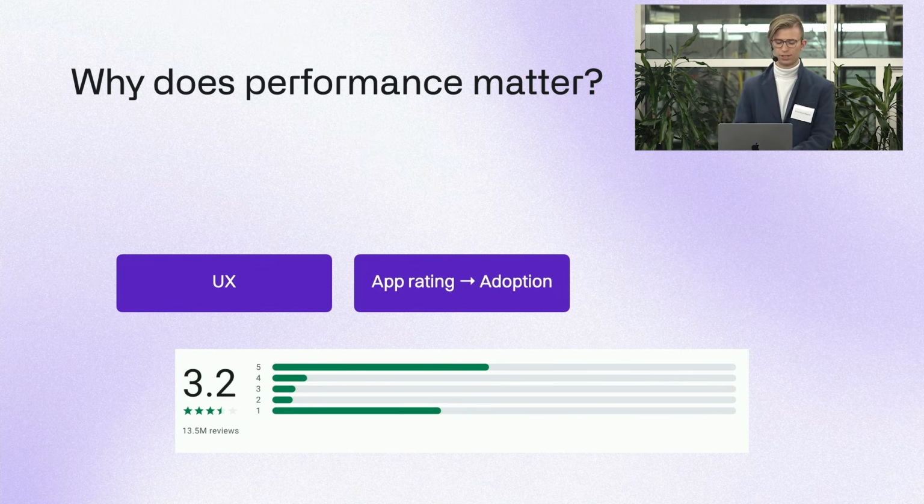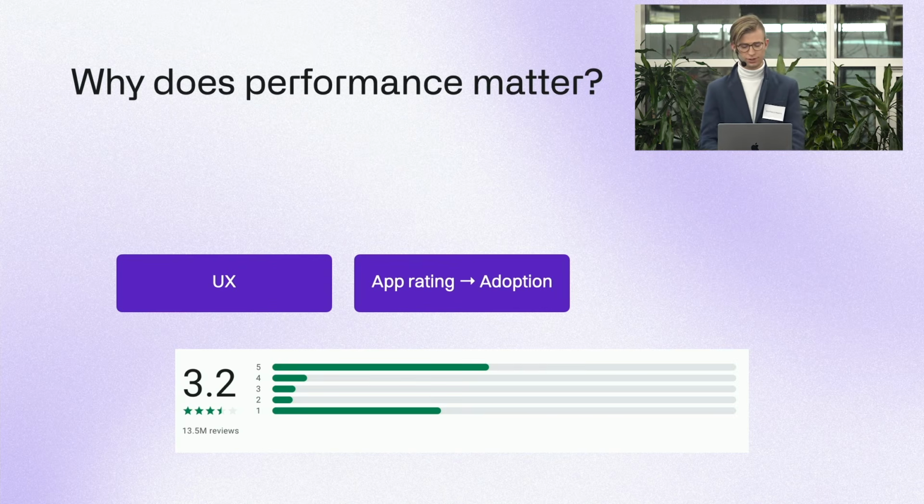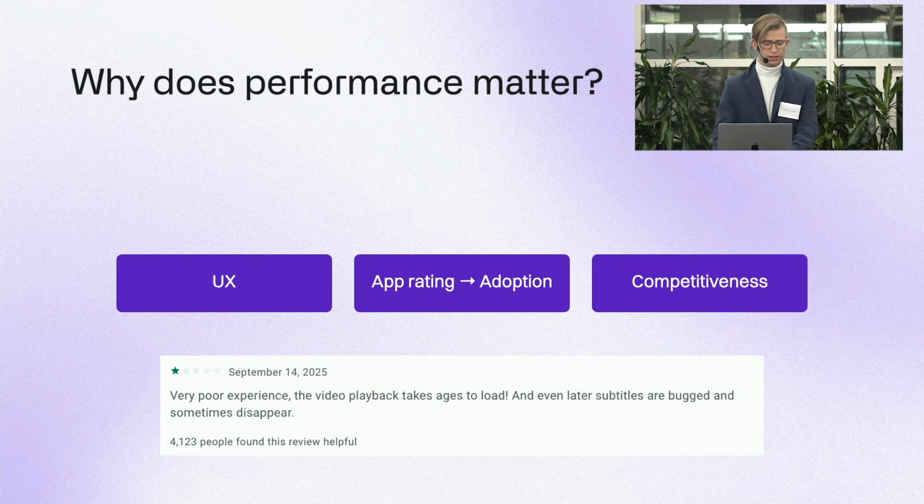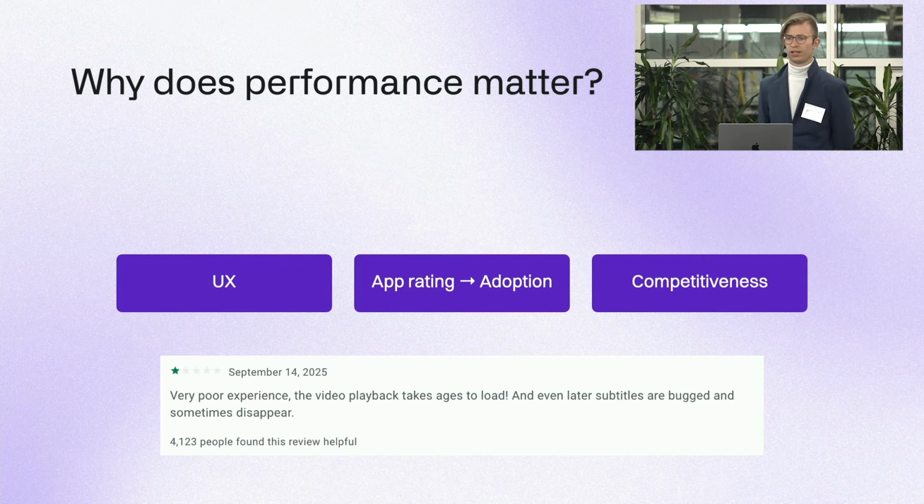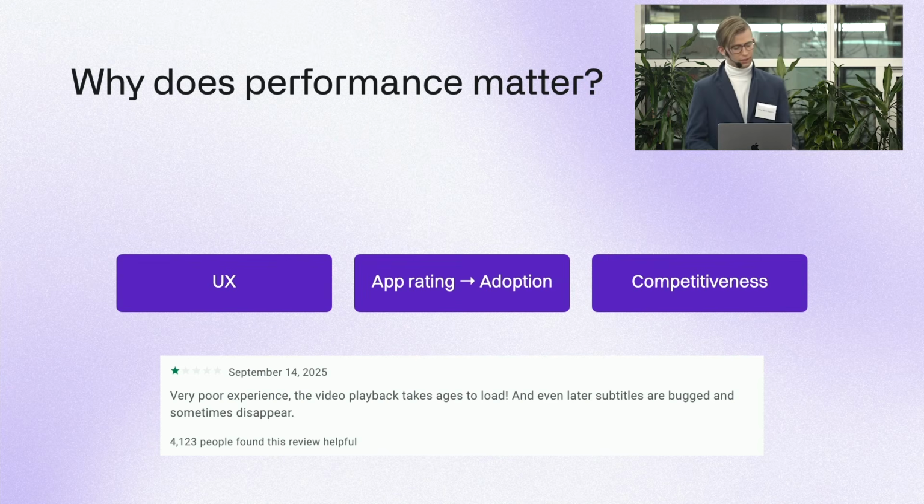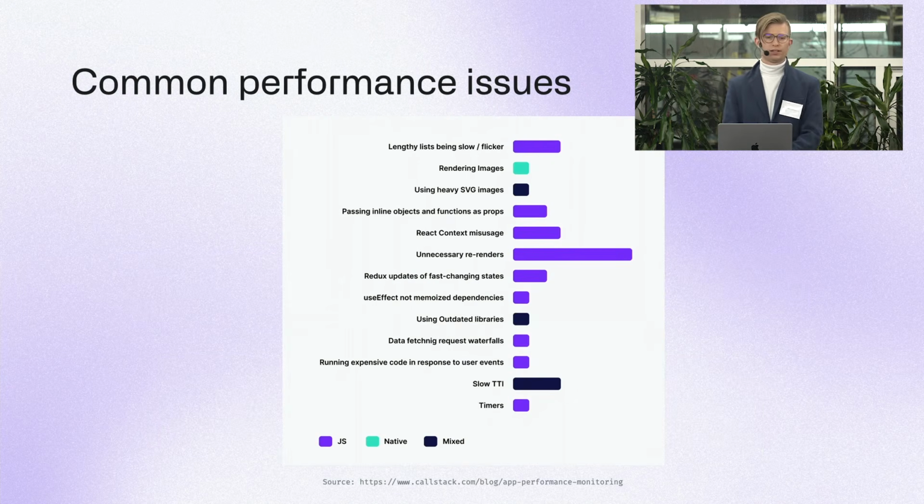So if you see poor grades such as this one that is displayed here, or opinions about your application like this one, then it's very unlikely that your app will gain greater adoption. And there are a few factors that influence this phenomenon. This figure comes from our Callstack blog, and one of the items here is lengthy lists that are slow or flicker. This is a very well-known issue in optimization.